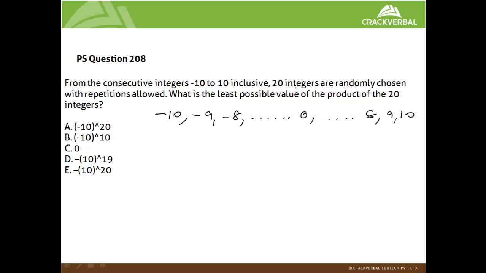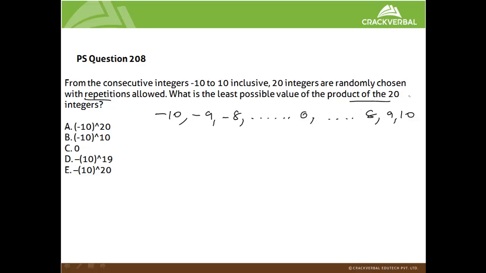But from the 21 integers you have to select 20 integers, randomly chosen with repetitions allowed. So you can repeat whichever integers you are selecting. What is the least possible value of the product of the 20 integers? So, the least possible value of the product.